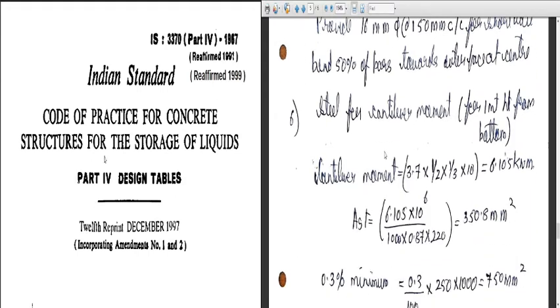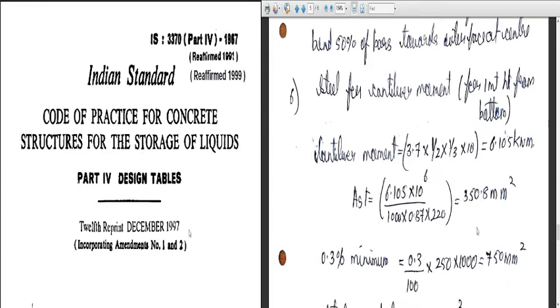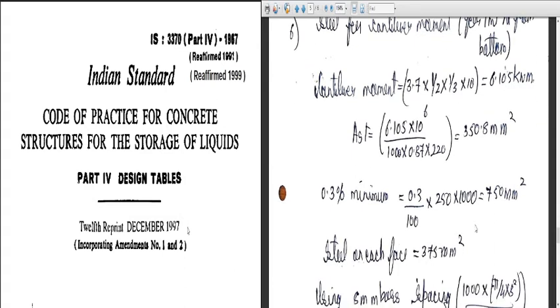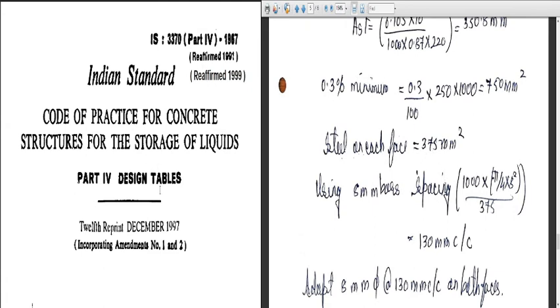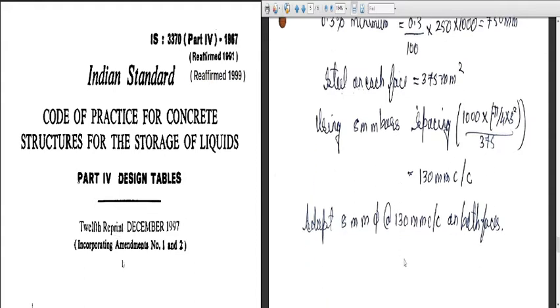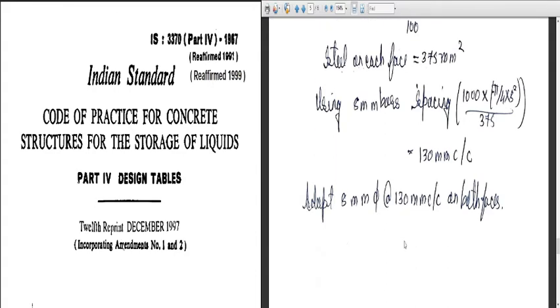Steel reinforcement for cantilever moment for 1 meter height from below. For the cantilever moment we got the AST as 350.8 mm square. The minimum reinforcement is 750 mm square, so we provided minimum reinforcement. So steel on each face was 375 mm square. Using 8 mm diameter bars, we got a spacing of 130 mm center to center. So we adopt 8 mm diameter bars at 130 mm center to center on both the faces.